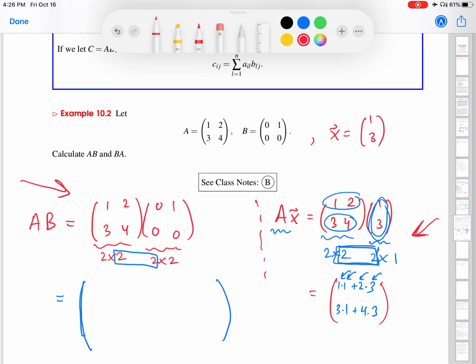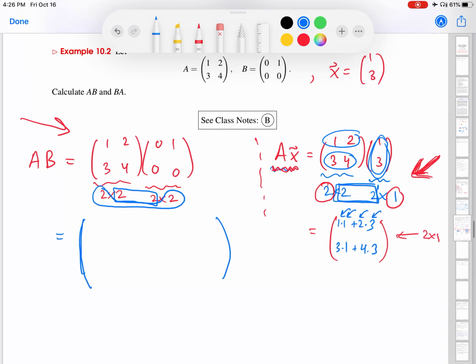Going back to this calculation on the right-hand side, remember that the product AX that we get has size equal to these two outer numbers. In this case, this is a 2 by 1 matrix. It's a vector. The same thing happens over here on the left-hand side. So we have a product that we're going to get, which is of size 2 by 2. So it's going to be a 2 by 2 matrix.